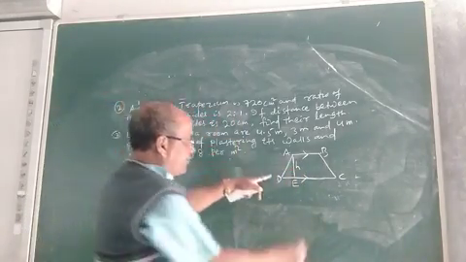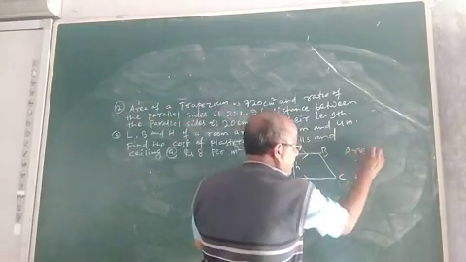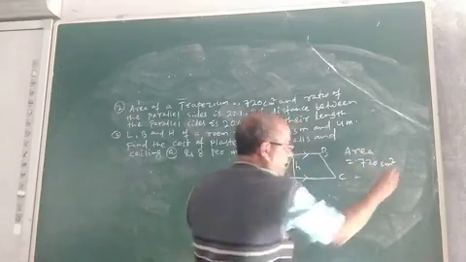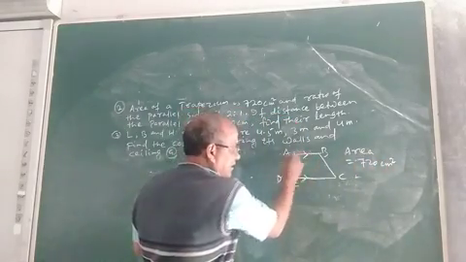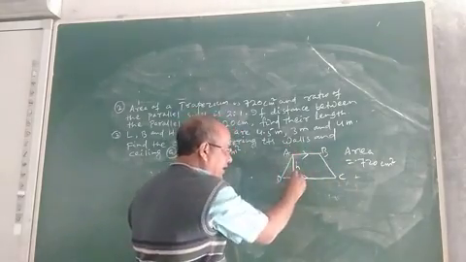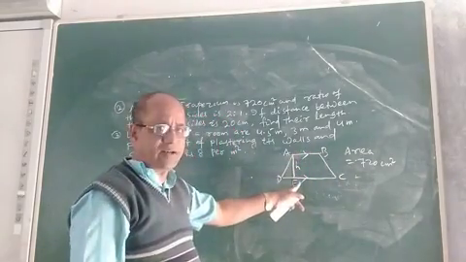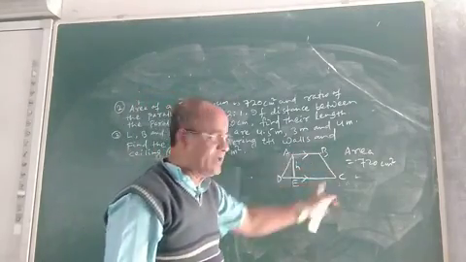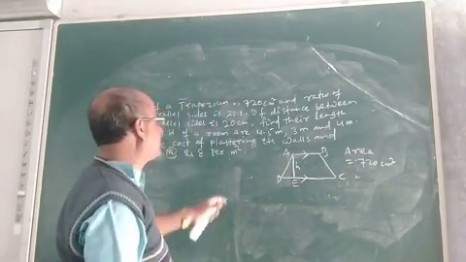Area of a trapezium. We are given the area, say 720 centimeters square. This is a trapezium. AB and DC are parallel. A is the distance between the parallel sides, that is the altitude or height. Now we are given the area of the trapezium, 720 square centimeter.